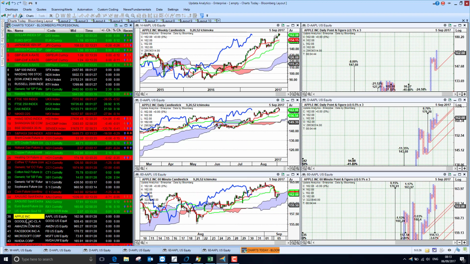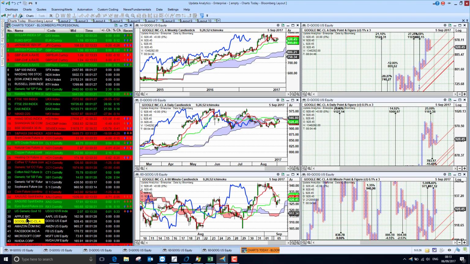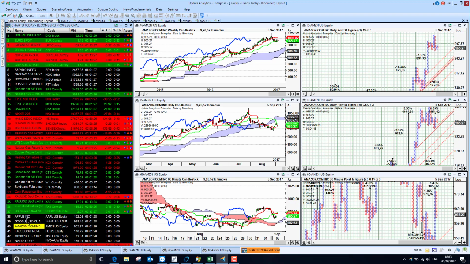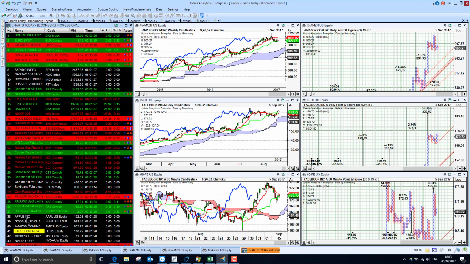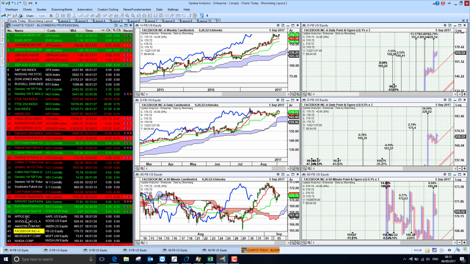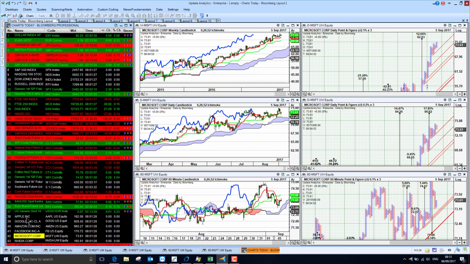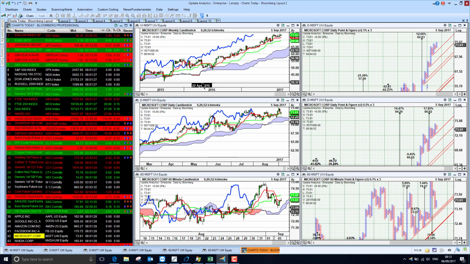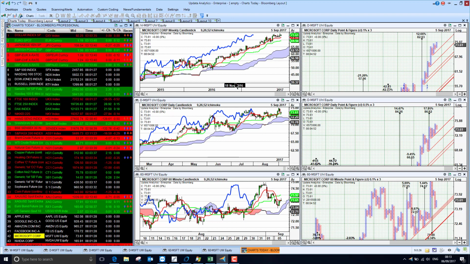Apple was off quite sharply yesterday, but still bullish. Google also, but holding its bullish trend. Amazon, same, holding its bullish trend. And Facebook sold off, but again holding its bullish trend. And Microsoft. So tech all selling off, but all still holding the bull trend. So it'll be interesting to see how we recover the next few days.